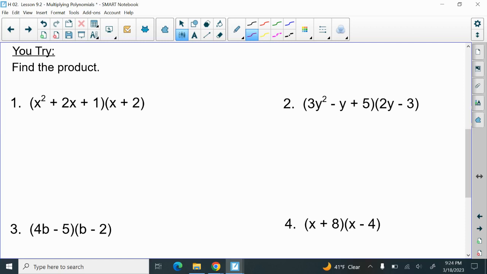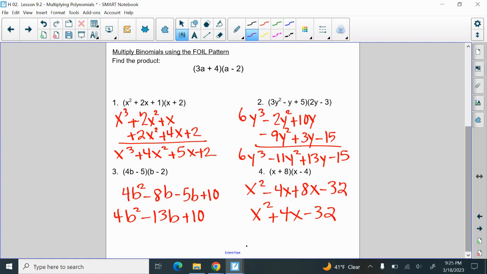Try these ones on your own now. Come back. I'll post the answer key in a second. And here are the answers to those 4 problems.